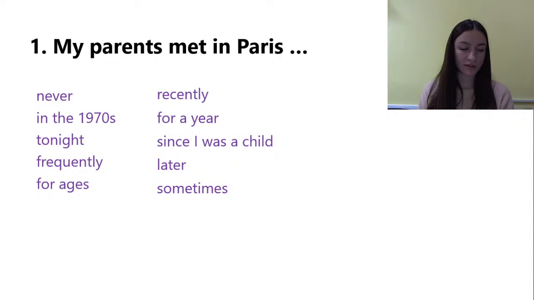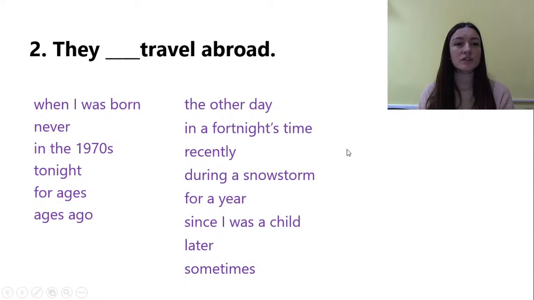Okay, I can see some answers. Tanya, Danya, Ira, Yulia, you have chosen the correct answer. Right, so the best option here, of course, is in the 1970s. It was in the past. My parents met. Okay, good. Look at this one. They travel abroad. Which time marker is the best one in here? Maybe one, maybe two.